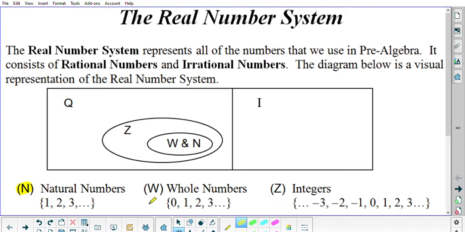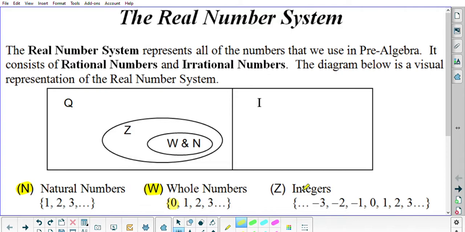Whole numbers. If you look at what whole numbers are, they're almost identical to natural numbers. The only difference is that whole numbers do include 0, whereas natural numbers did not. We're going to abbreviate whole numbers with a capital W. You should notice again, whole numbers do not have negatives. Whole numbers do not have fractions or decimals.